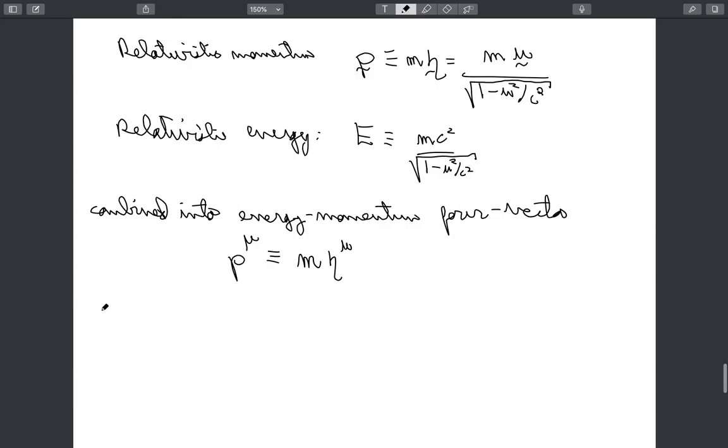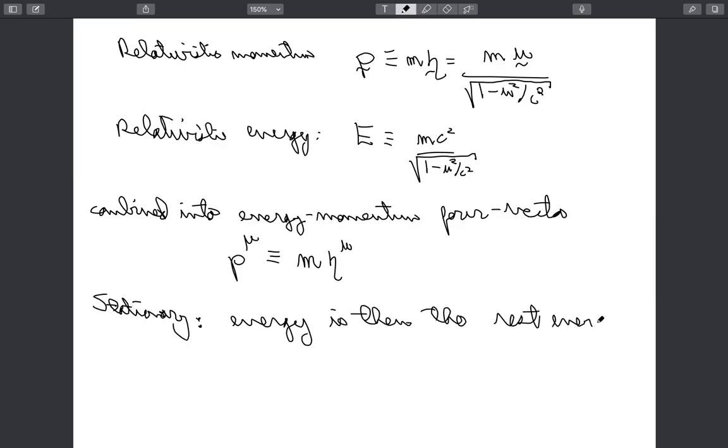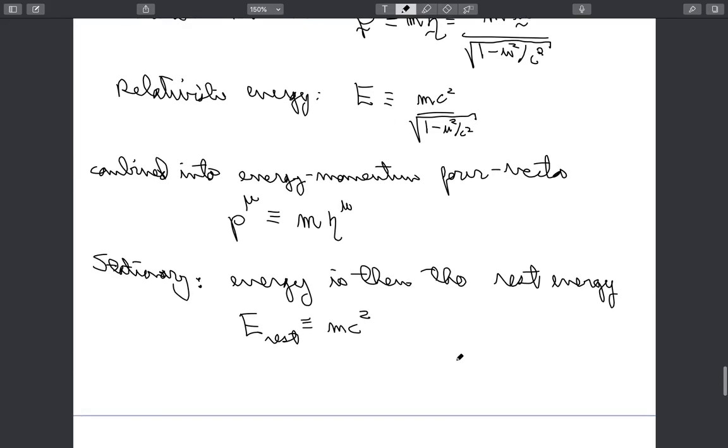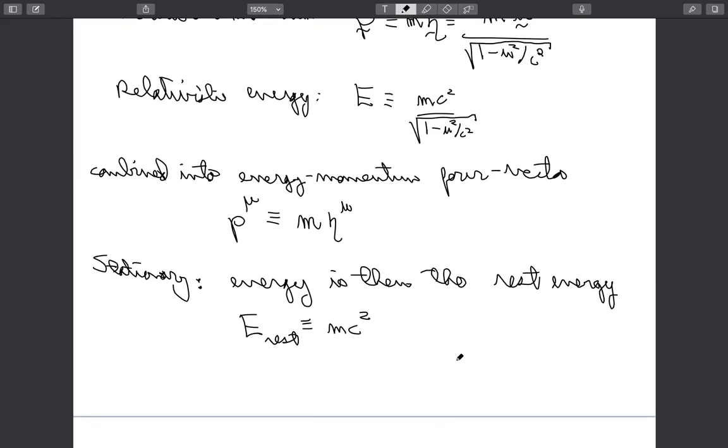So if the object is stationary, the energy is then the so-called rest energy, E at rest is equal to mc squared. Okay, which is possibly the most famous equation in the whole of physics. At least the lay people, that's the one equation they might know. They don't understand it, but at least they've heard of it and they've seen it.